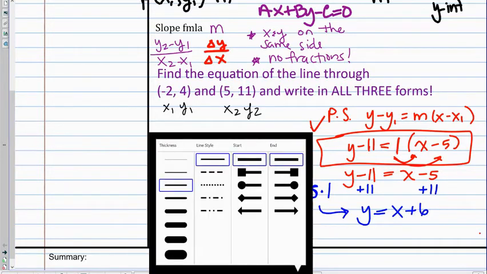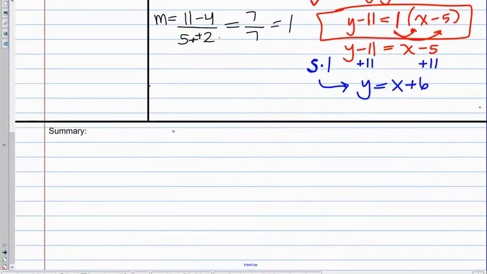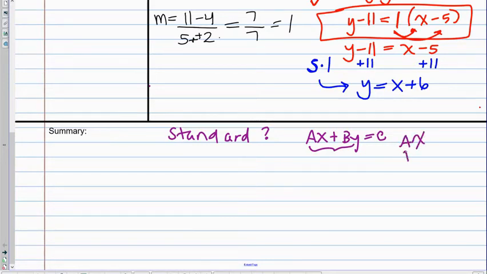Here's the one that we all struggle with. How do I write this in standard form? I'm down to my summary, but I'm going to give myself a little more room. Now remember I said that the x and the y need to be on the same side. Here's another important point. The x, this a, this coefficient, hopefully you remember that word from last year, needs to be positive. So if I just did some algebra and moved this over, what would happen is that our x would be negative.